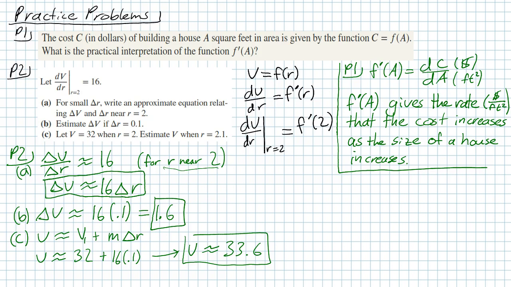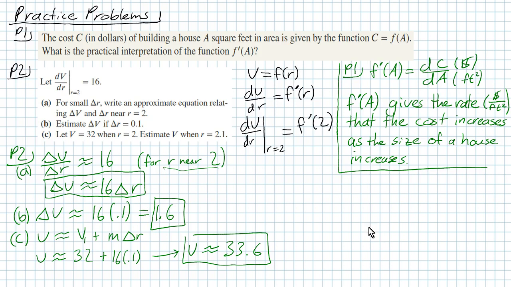And for part B here, this is just giving us a specific value of delta r, so you just do that slope times 0.1 to get 1.6. And with part C, the only difference is it's giving you a starting v coordinate, and if r is 2.1, that means delta r is 0.1. So this is still the starting v coordinate plus the slope times the change in r, and that ends up giving you 33.6.